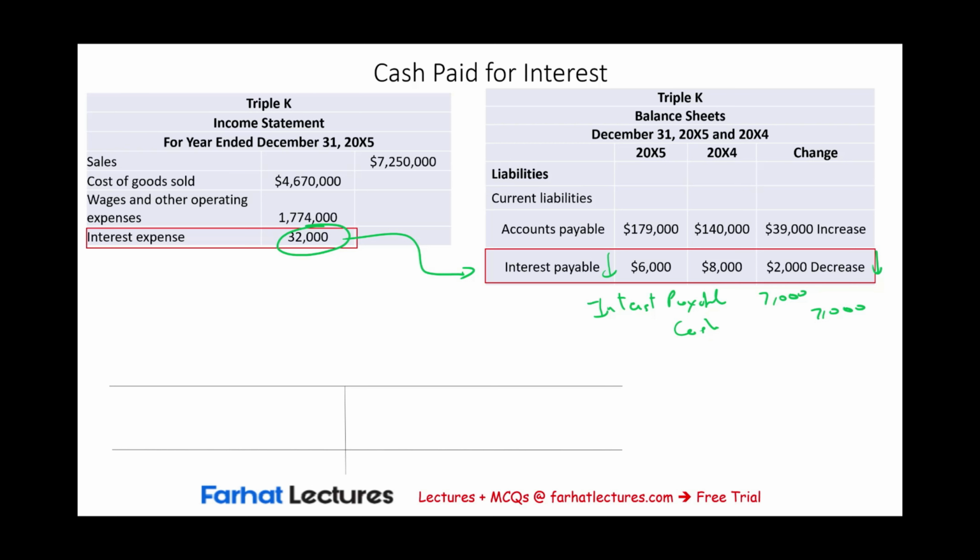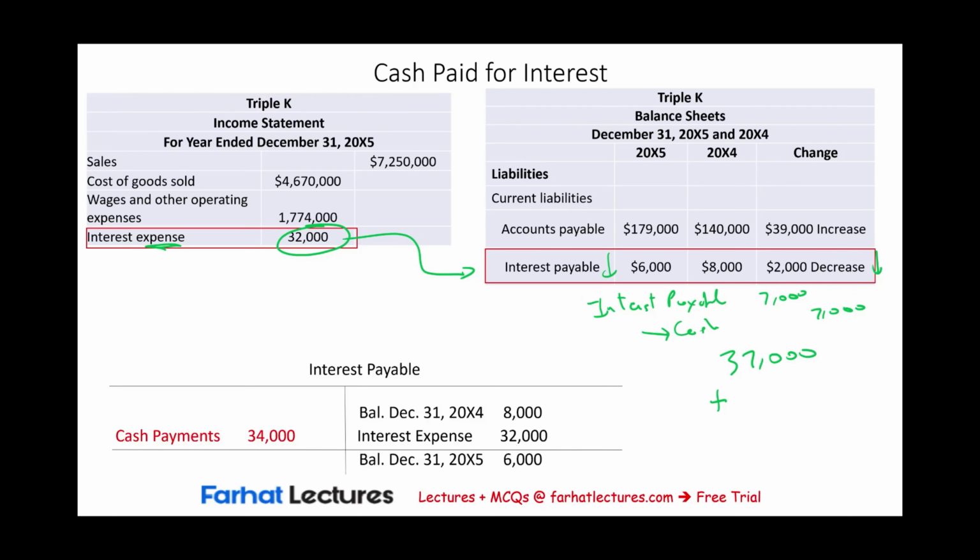Now here's what we're saying. On the income statement, we recorded $32,000 of expenses. In addition to that, we had to pay cash for $2,000, but that cash went against interest payable. It means in total we paid $34,000 in cash. Why? Because we recorded an expense of $32,000 plus we paid an additional $2,000 in cash.